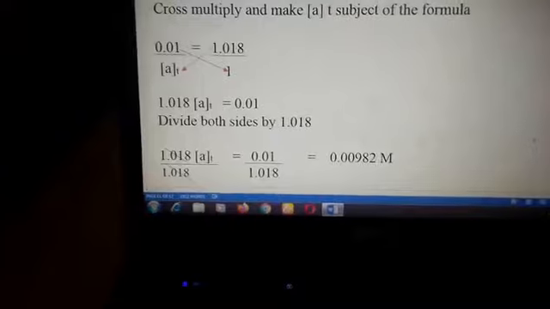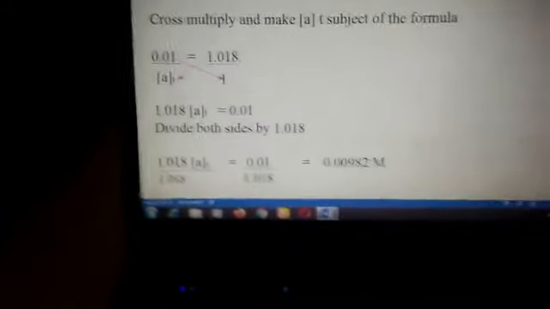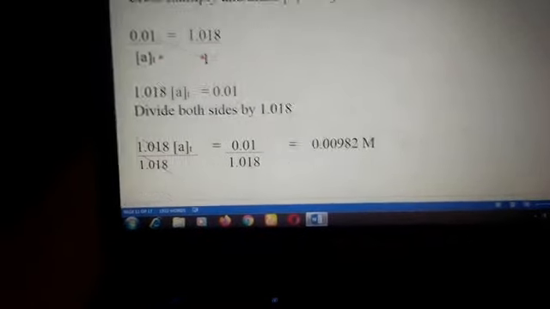So we now have 1.018 A_T equal to 0.01. Divide both sides by 1.018. Why do we divide both sides by that? Because we want to make A_T the subject. So we divide both sides by 1.018.